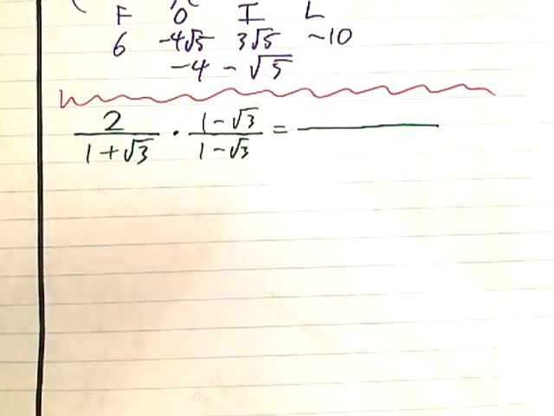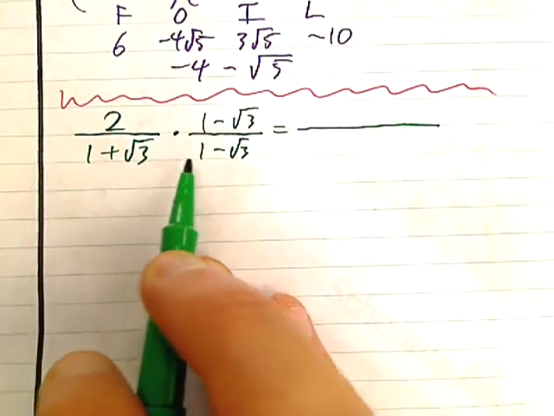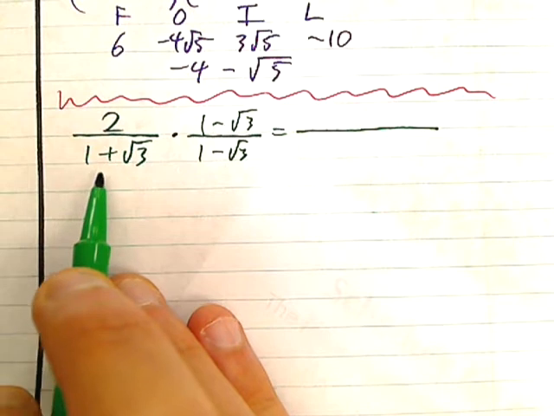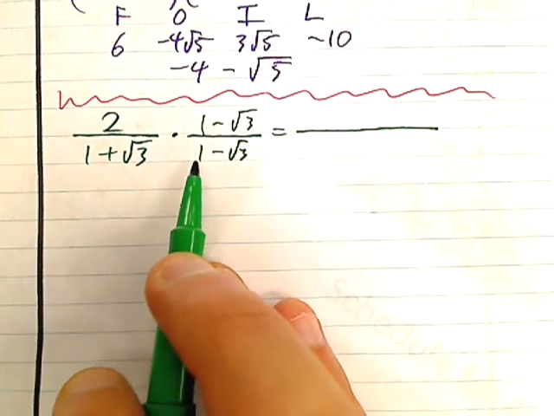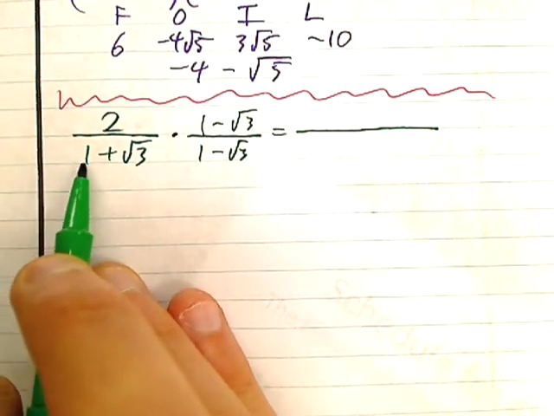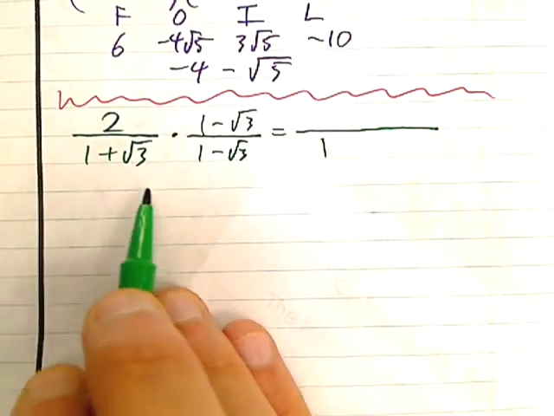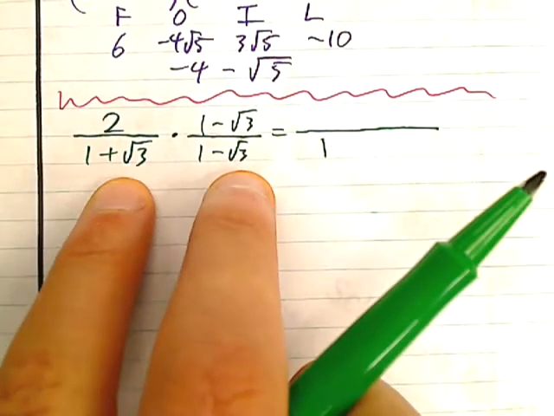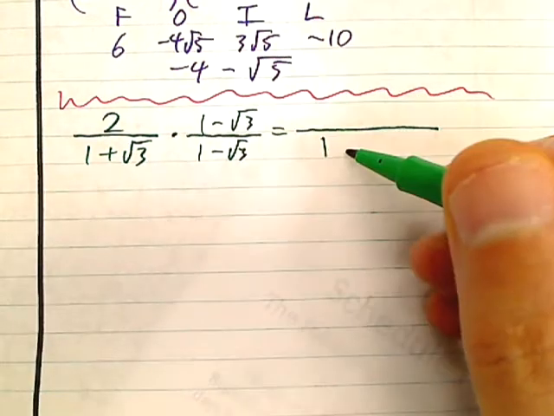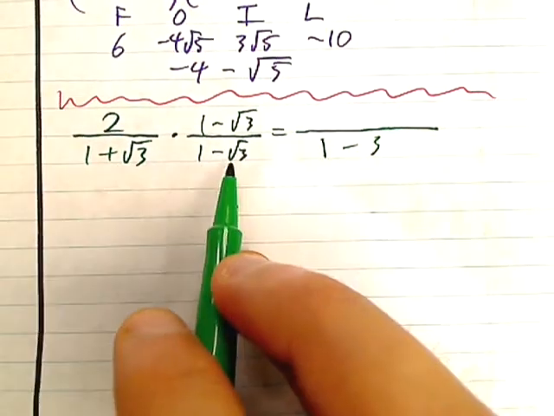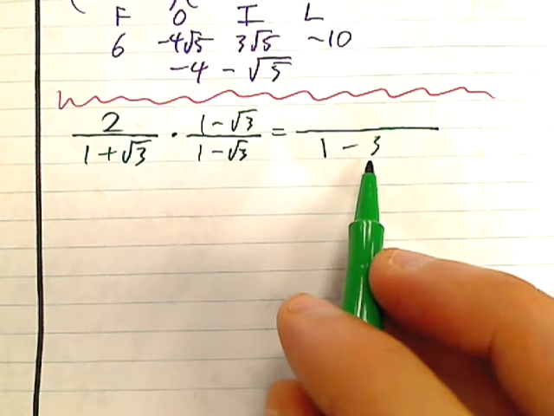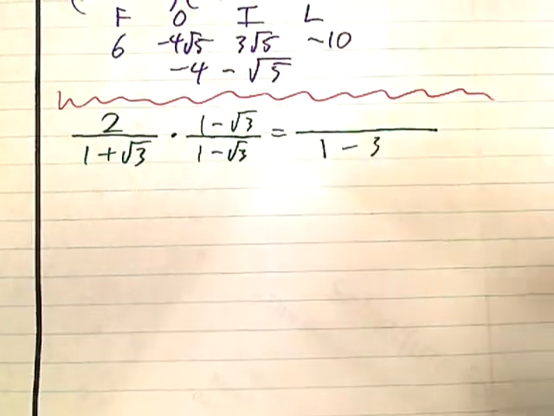And what do we get? We would FOIL the bottom here. But if you remember that the outside and the inside will cancel, you just have to do the F and the L. So 1 times 1 is 1. Square root 3 times negative square root 3. The square root times itself just gives you that number. And a positive times a negative is negative. In the numerator, distribute the 2.